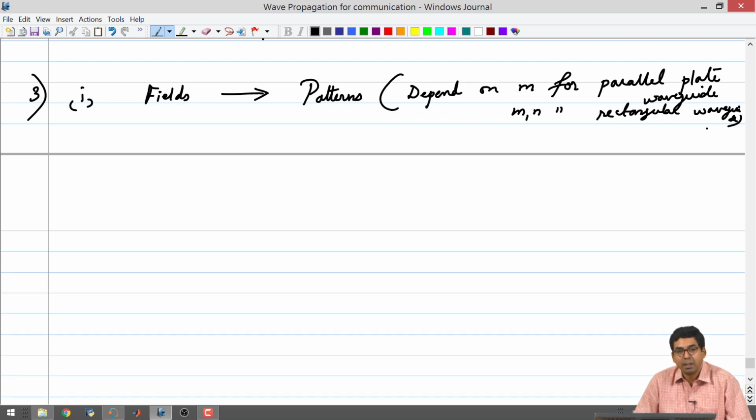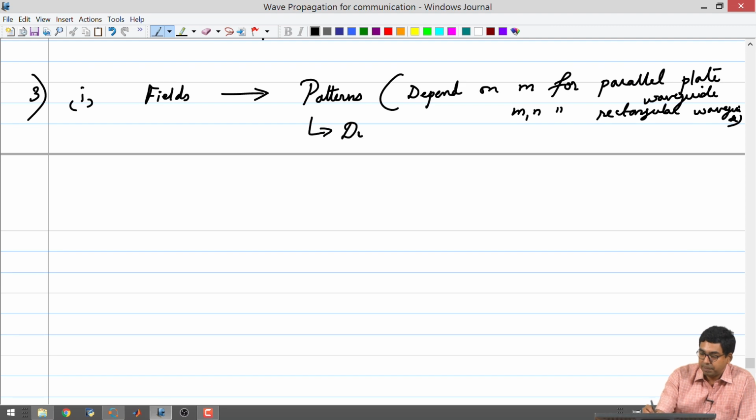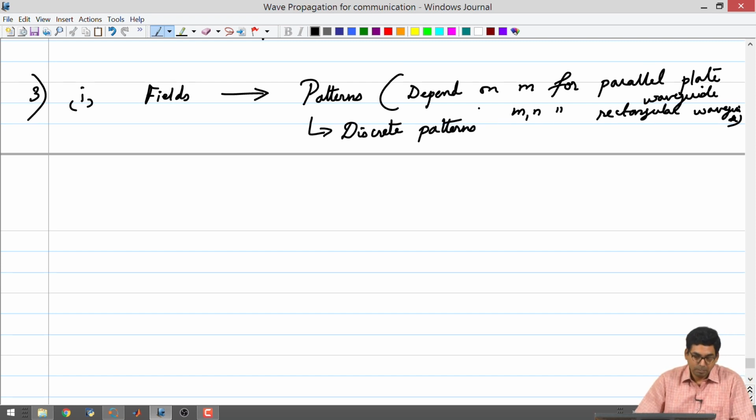Now, since they depend on m and m comma n, and we have to satisfy boundary conditions, and m and n are integers, it is not continuous numbers, m and n are integers. So, for m equal to 1 you get one pattern, m equal to 2 you get a completely different pattern, m equal to 3 you again get a different pattern, and so on. So, these patterns are actually some discrete patterns.